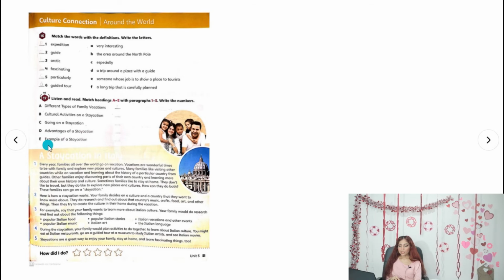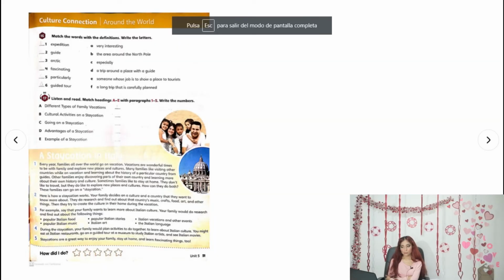E, example of a staycation. And then you're going to write the numbers that you have in here, that if you can see, each paragraph is numbered like 1, 2, 3, 4, and the last line is number 5. So I'm going to play it. Pay attention to it. If you don't have enough time to do it or you want to review your answers, you can play this part of the video one more time.